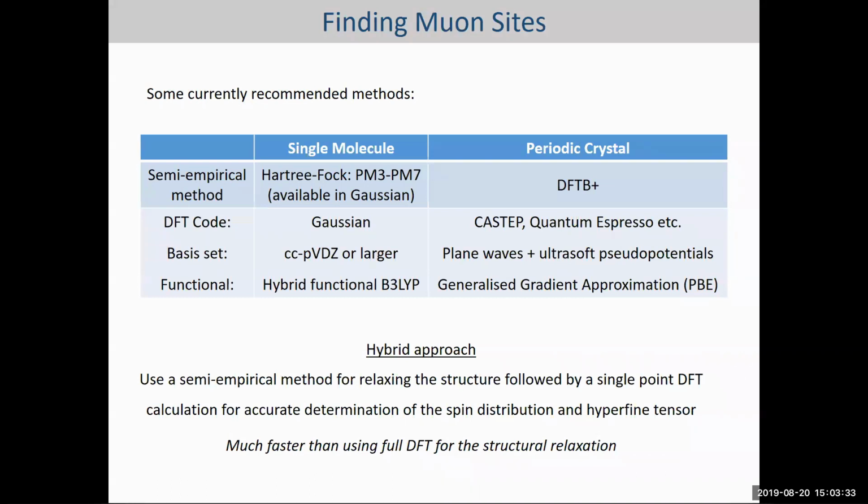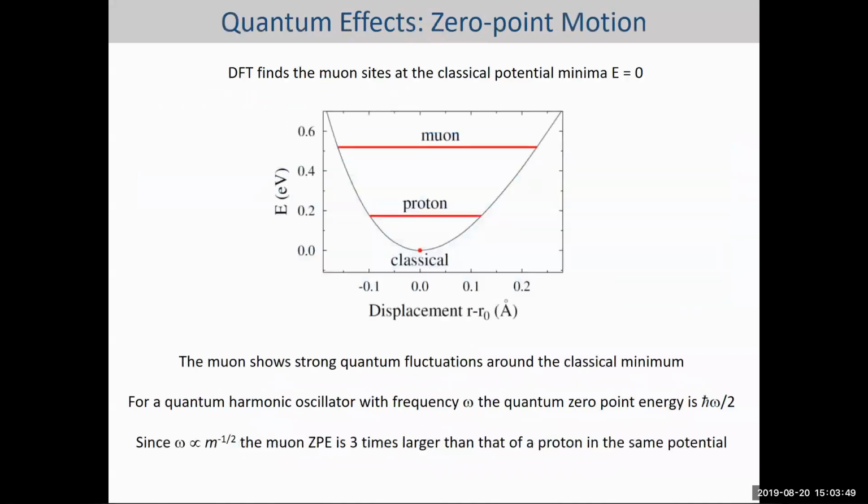So the hybrid approach is something that really speeds these calculations along. It's basically using the semi-empirical method first for relaxing the structure, followed by a single point DFT calculation, which then gives you an accurate enough spin distribution and hyperfine tensor. Using this method, you can deal with relatively complex systems.